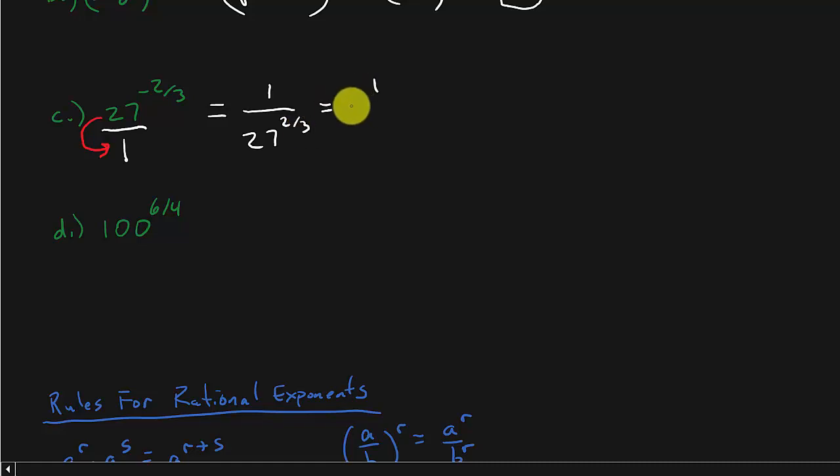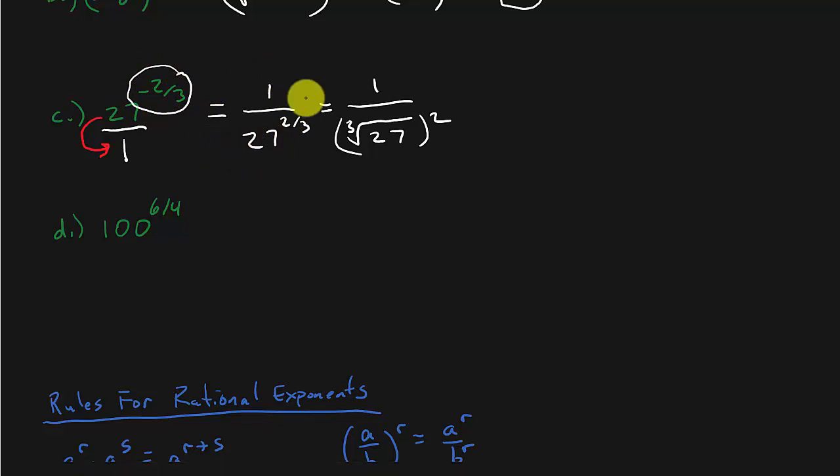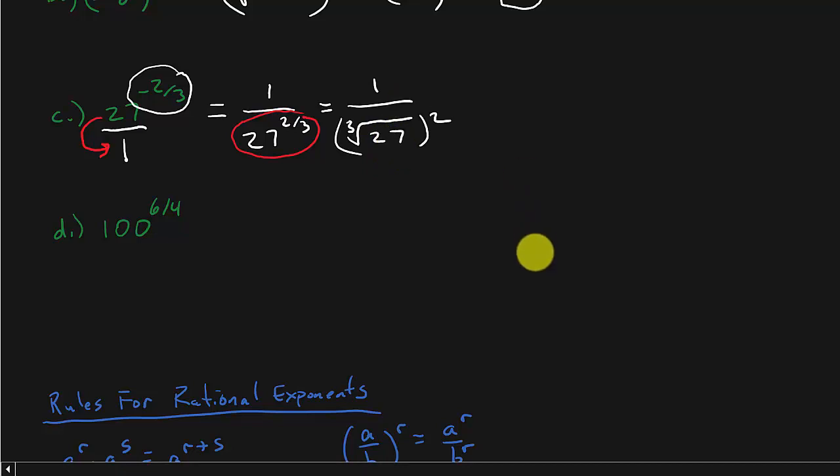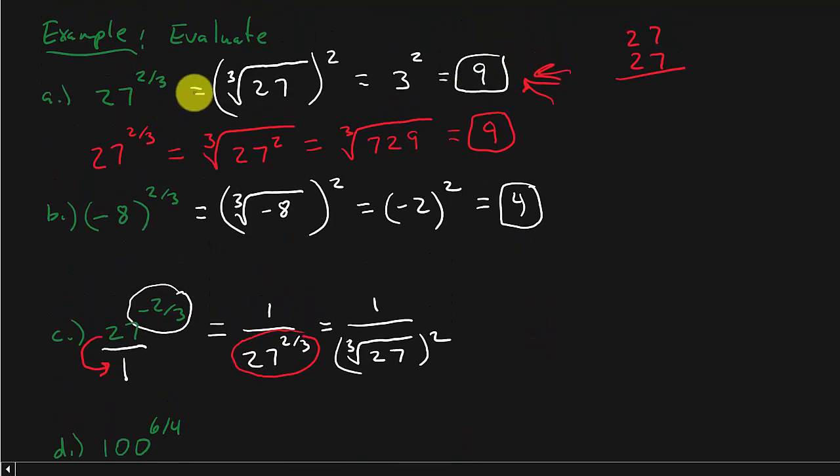So that's going to be 1 over the cube root of 27, and then that's squared. All right, so once I made the exponent positive by moving it across the fraction bar, then I took this denominator here and converted it to radical form. And so now all I have to do is simplify this, and we actually did that up here in part A.